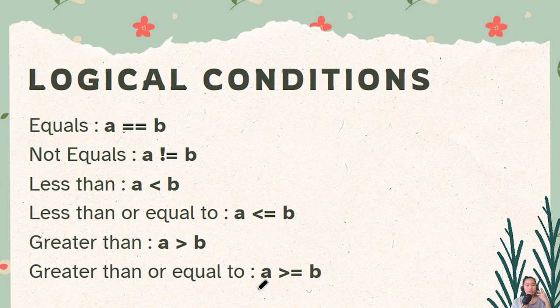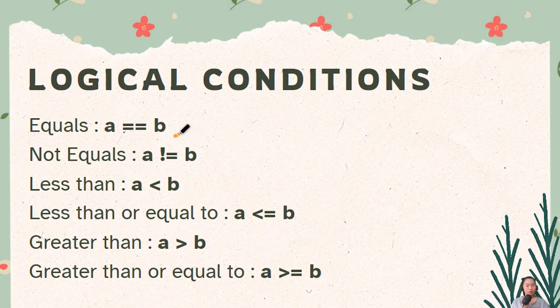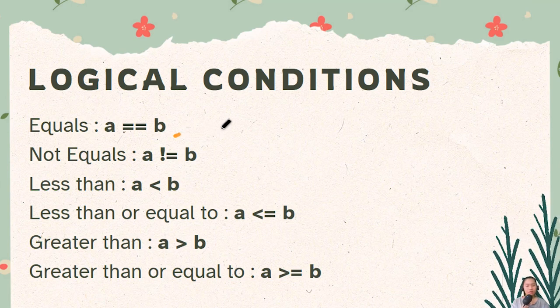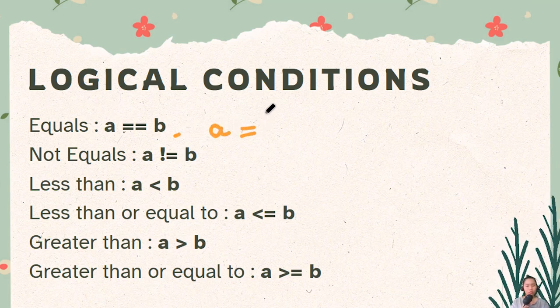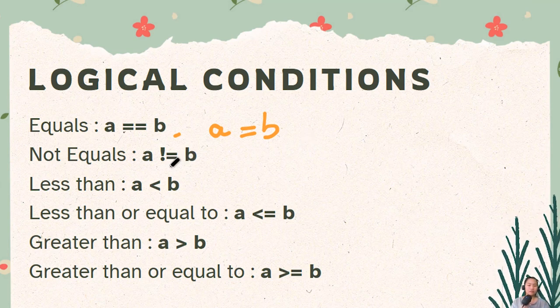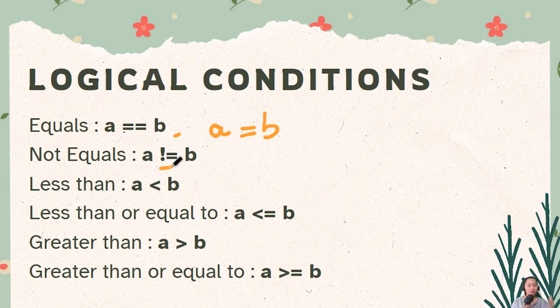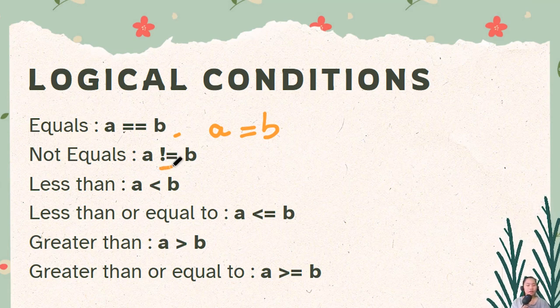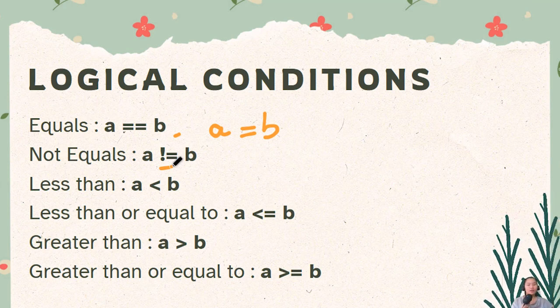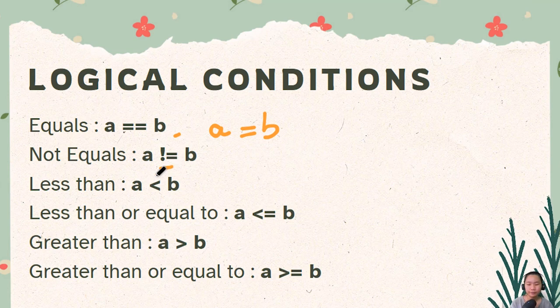Let's review the logical conditions that we've seen previously. We have equals. Okay, remember 2 equals, because 1 equal is the assignment operator. It basically means, let's say if you have A equals B, that is saying the value of A, give it to B. Okay? Not equals is this one. Less than or equal to, greater than, and greater than or equal to. I'm sure you're very familiar with it in everyday life. Okay? It's not big math, it's very common.